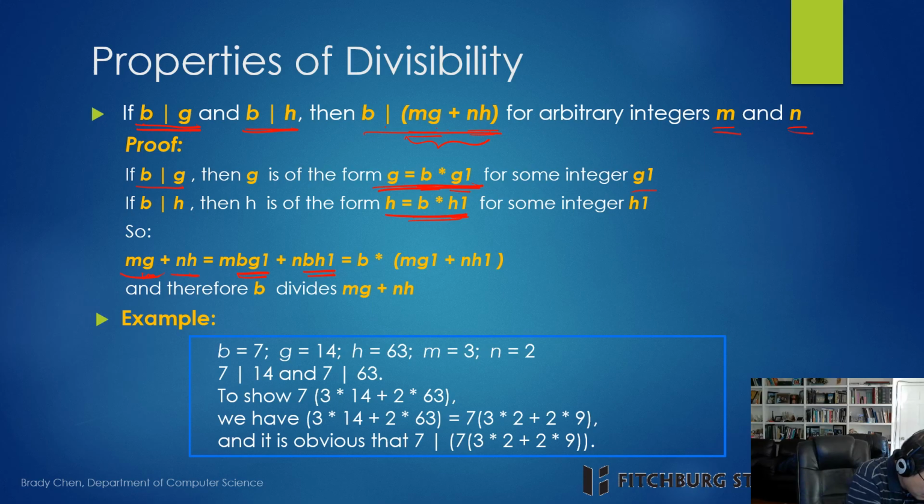So now what? We find out that in these two terms, they have a common factor B, right? So we can take a B out using some basic number theory. What is this called? The distributive law, right? So I can take B out, and then the first item becomes M times G1. The second item becomes N times H1. So now I can write MG plus NH as a multiplication of B and another number. So we can claim B divides MG plus NH.